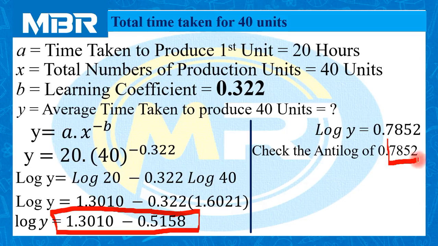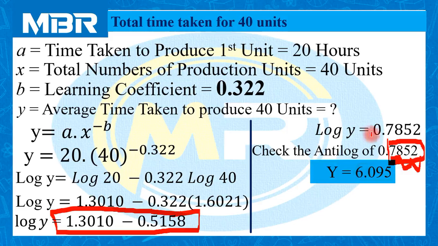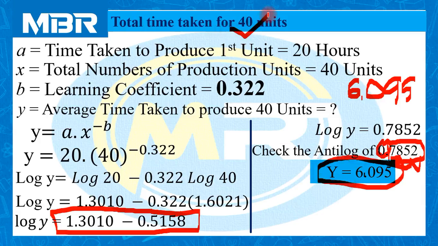Now check this 0.7852 in the anti-log. We need to check the anti-log of 78, 5, and mean difference 2. So the result is 6095, and the characteristic is 0. So 0 plus 1 equals 1, so we need to put a decimal after the first digit. So the result is 6.095. This is the average time taken per unit when we have produced 40 units.